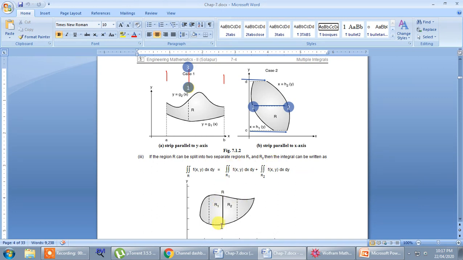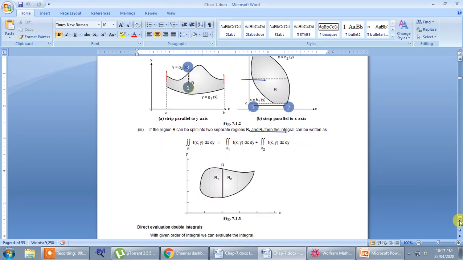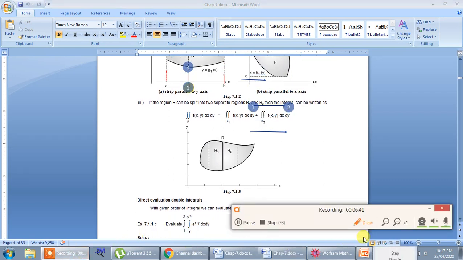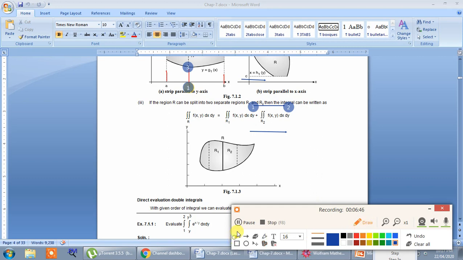If you split the region like this, then the double integration over the whole region R will be equal to the double integration over the first region R1 plus the double integration over the second region R2. Note that here we have the same integrand on both sides. And here the strip is moving from left to right. If you take a strip parallel to the x-axis, it will move from bottom to top.